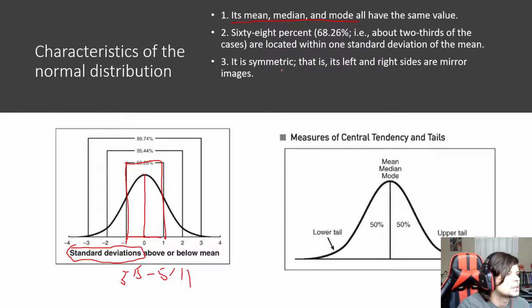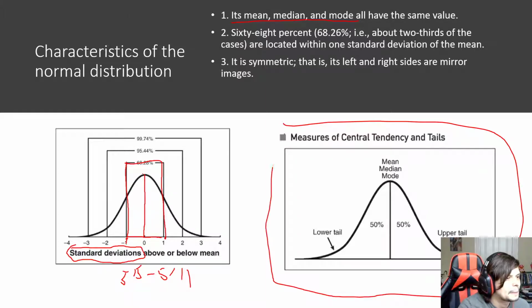It is symmetric. That is, left and right sides are mirror images. This looks pretty much like mirror images to me. So this would be a normal distribution. Keep that in mind. Now, you're almost never going to get this unless you're talking about a very large sample size. But yeah, that's your normal distribution.